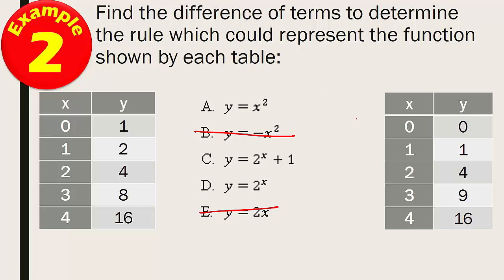Let's start at the top now. 0 squared is 0. Yes. 1 squared is 1. Yes. 2 squared is 4. Yes. 3 squared is 9. Yes. Okay, and that works too.